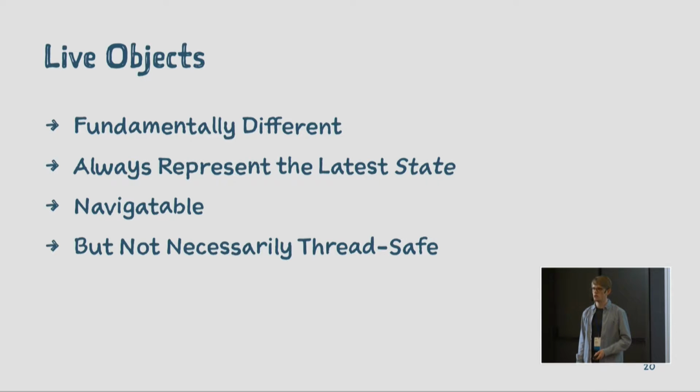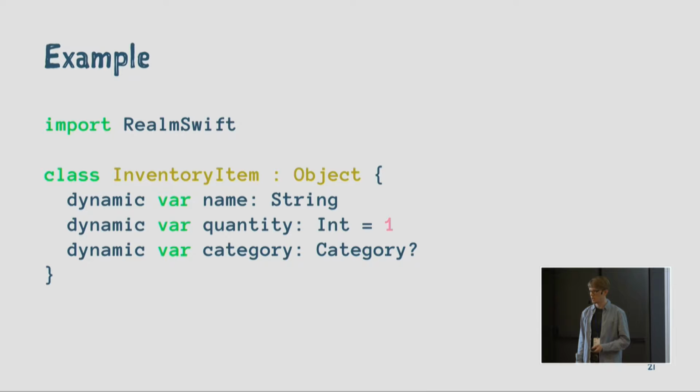Live objects always represent the latest state. They are fully navigable, traversable, but are not necessarily thread safe. For Realm, we are working on that. So here, just an example in Swift, in comparison to what we had before, we see that those properties have to be defined as dynamic now. We will see that a bit later. I will explain that.